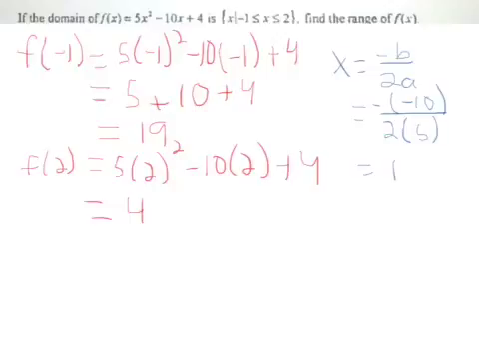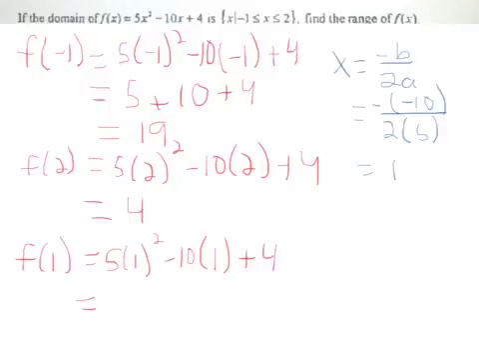So to find the y value, the range, I do the same thing that I just did for my first 2 x values. So I'm going to plug in a 1 in for x, so I get f of 1 equals 5 times 1 squared minus 10 times 1 plus 4. And that's going to give me out a -1.